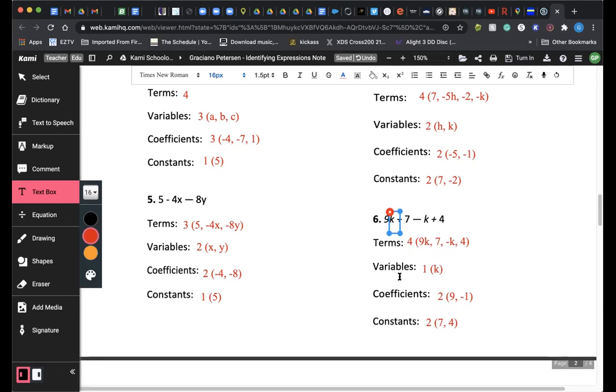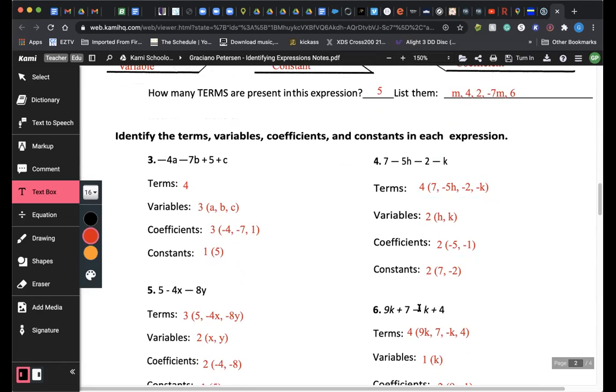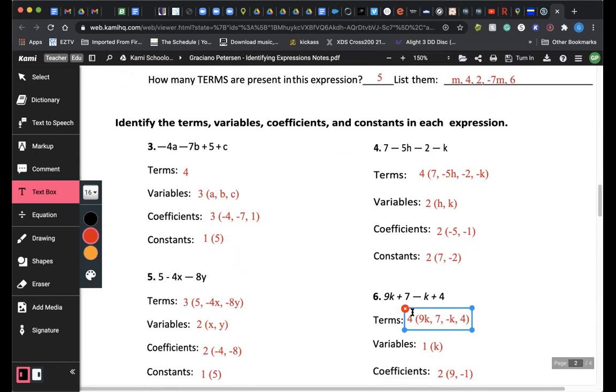Hey, Mr. G, I thought that was 7 minus K plus 4. That's a negative K. So how is this minus any different than any of the other minuses we saw before? All of the expressions that we've been looking at have minuses, right? Anytime you have a minus in front of something, you have to count it as a negative. So it doesn't matter where it appears, but it makes that term negative.